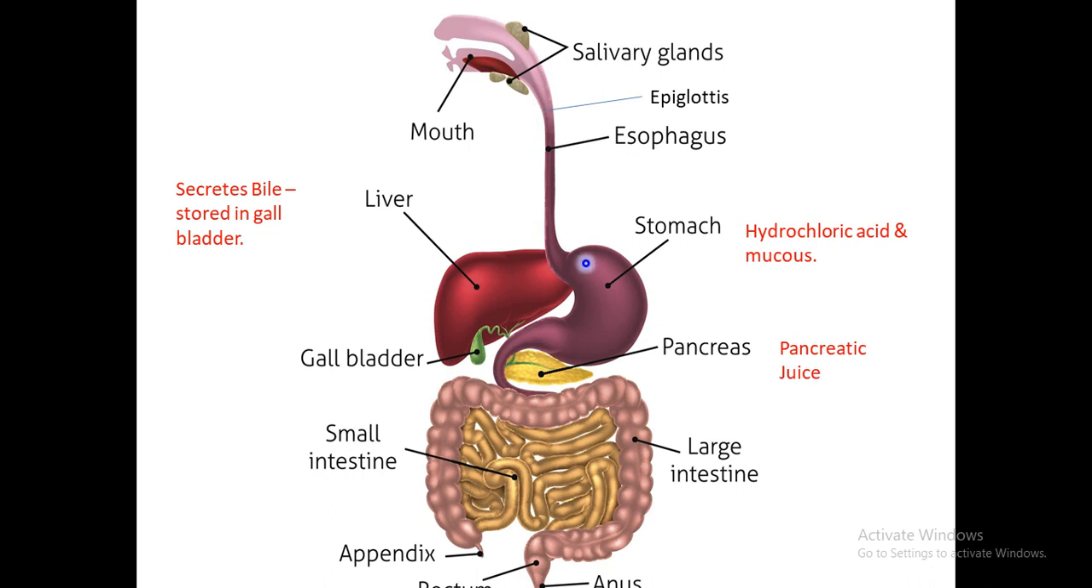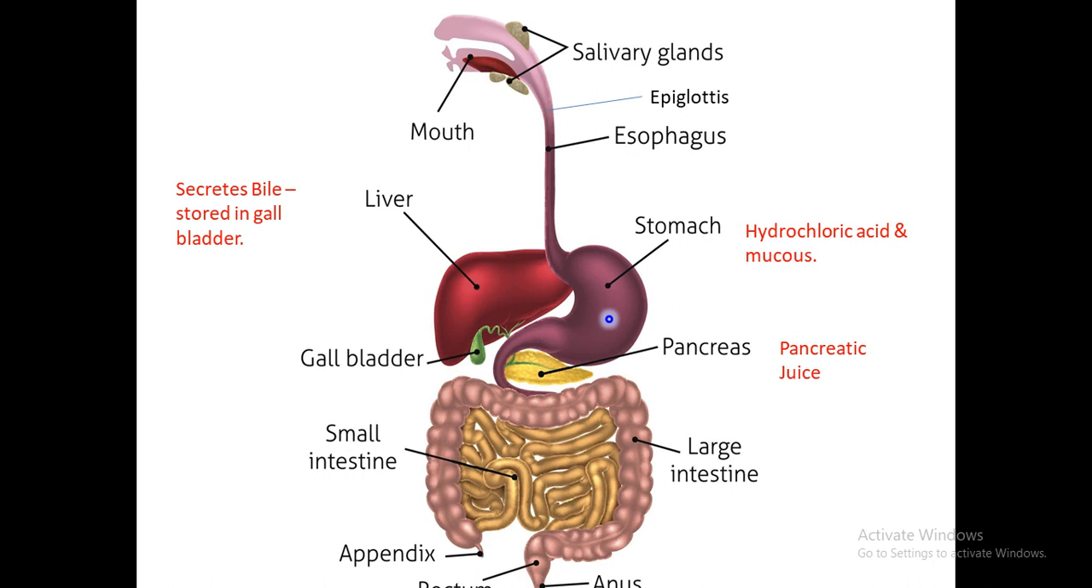In the stomach, there are hydrochloric acid and the mucus which act upon the food. And this hydrochloric acid kills the bacteria in the food and also creates a medium for the food to be digested further. The protein is broken down into simpler substances.